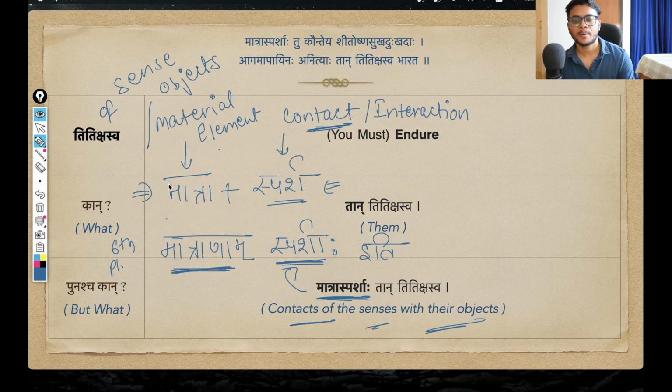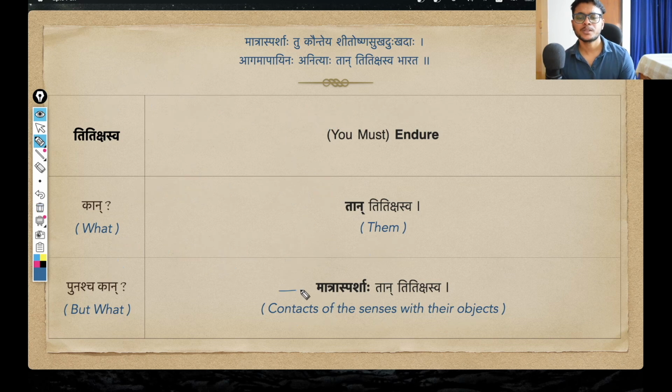Why? Because when they combine in their pratipadika state, the vibhakti is only applied at the last word. So matra sparshaha is what we see in the shloka. I hope this samasa is clear: the contacts of our five senses with their sense objects.